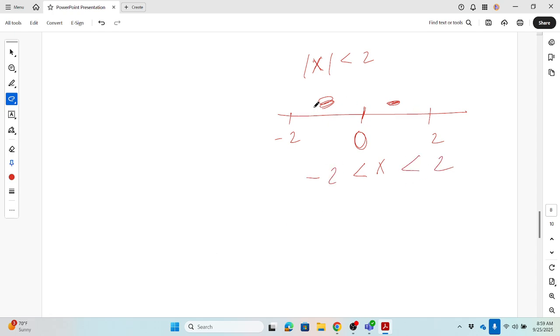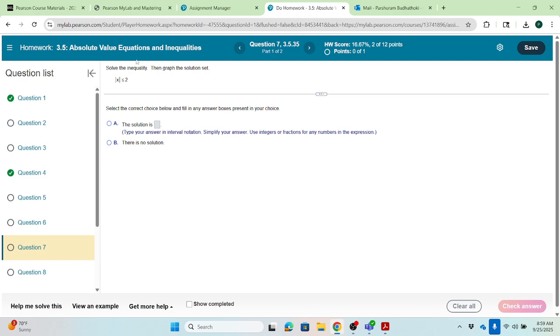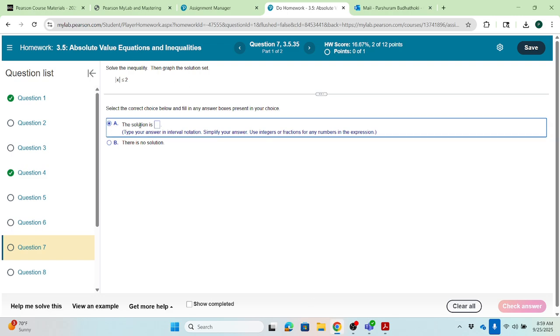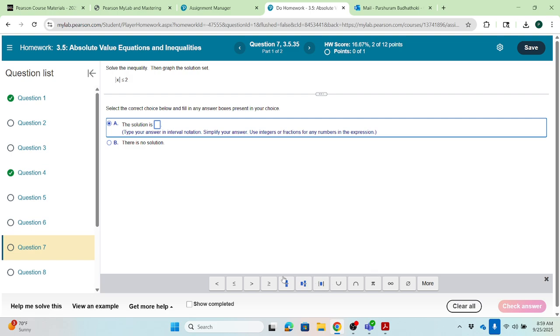So the answer would be in interval notation. There are infinite numbers in between -2 and +2 which are less than 2 distance from 0. So the solution is in interval notation. How do you write it? It's anything in between -2 and +2, and that's what they're asking us to write. Type your answer in interval notation.